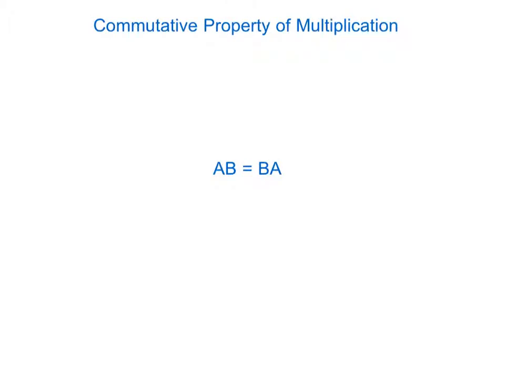Here's what it would look like, the commutative property of multiplication. You'll need to write this down so you don't forget it. It works the same way as this property of addition. A times B would give you the same answer as B times A. Pretty simple.